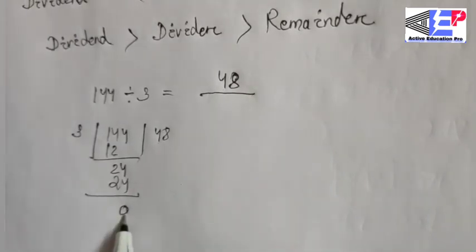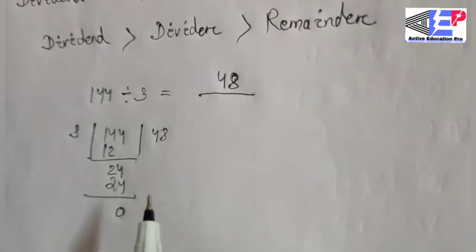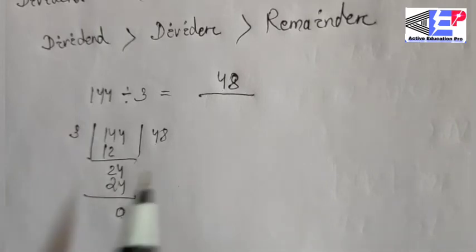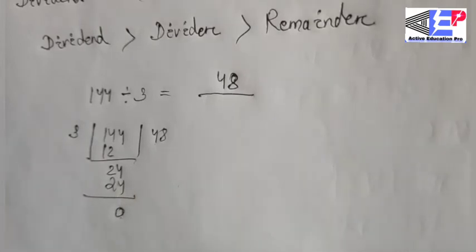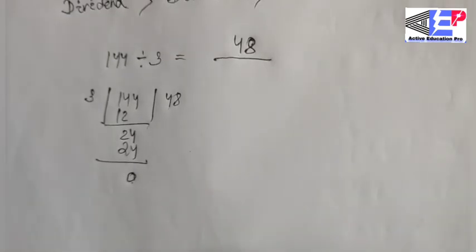When remainder is 0, then the number is completely divisible by the divider. I mean 144 is completely divisible by 3. Okay. It is division form, otherwise we can factorize it.